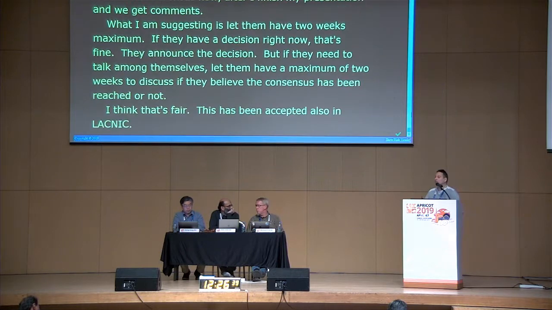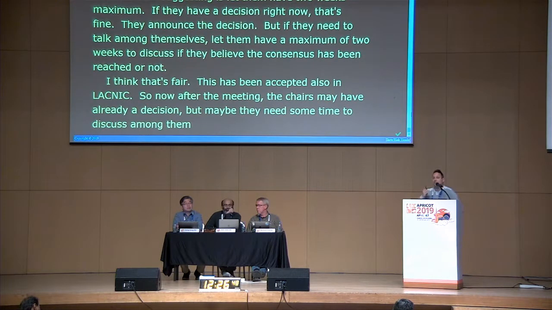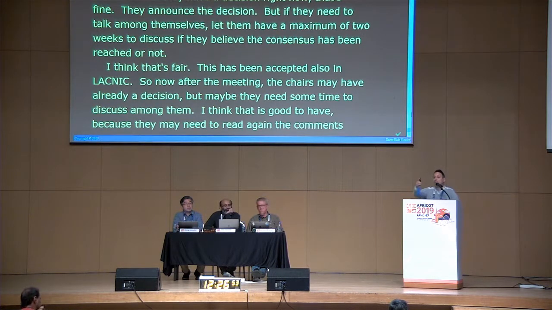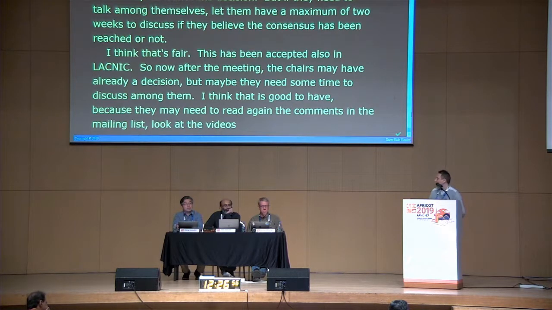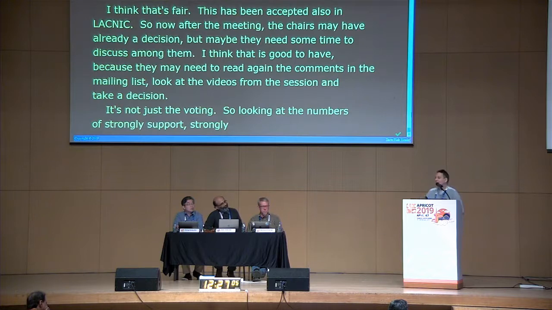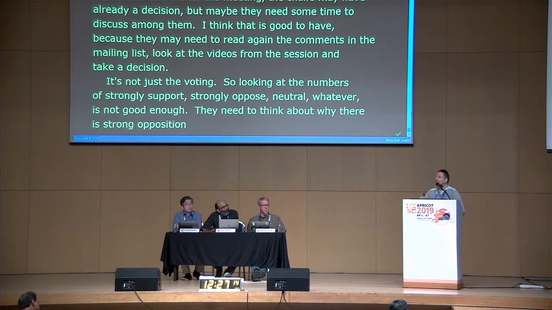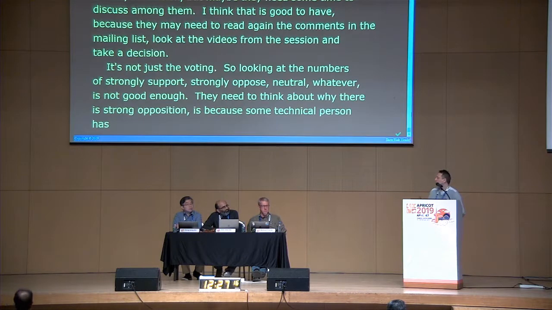So now after the meeting, the chairs may already have a decision, but maybe they need some time to discuss among themselves. And I think that's good to have, because they may need to read again the comments in the mailing list, look at the videos from the session, and take a decision. Okay? It's not just a vote. So looking at the numbers of strongly support, strongly oppose, neutral, whatever, is not good enough. They need to think about why there is a strong opposition. Is it because some technical concern has not been understood correctly? Then it's not valid as an opposition, right?